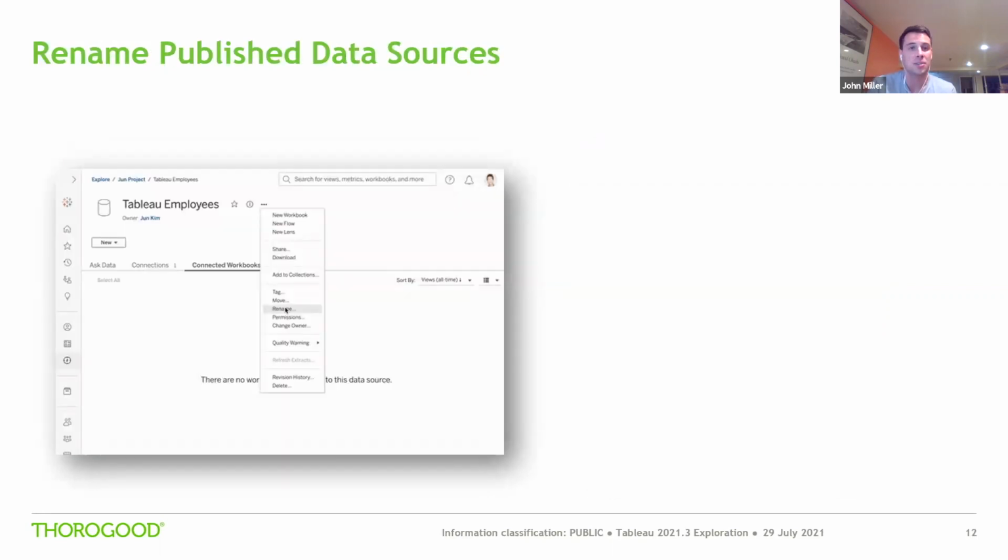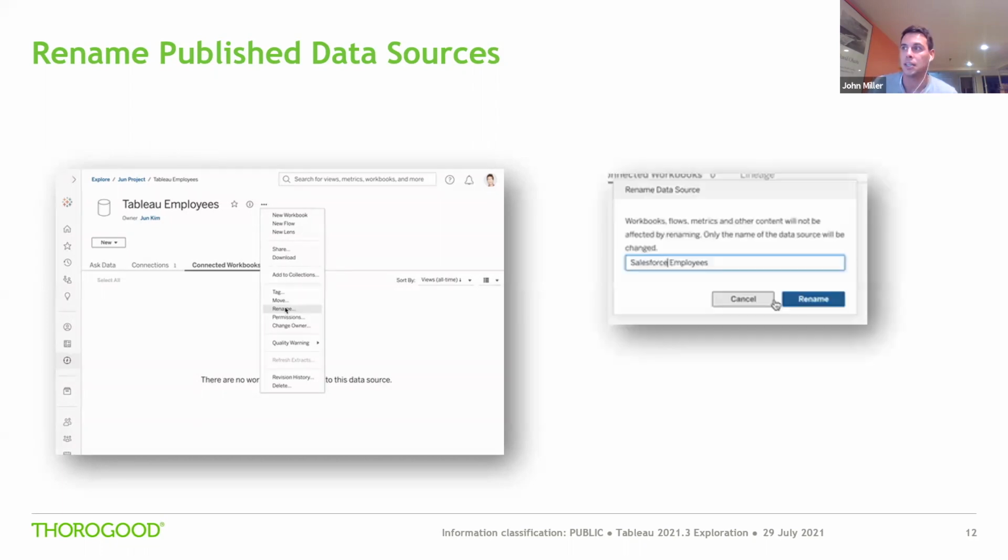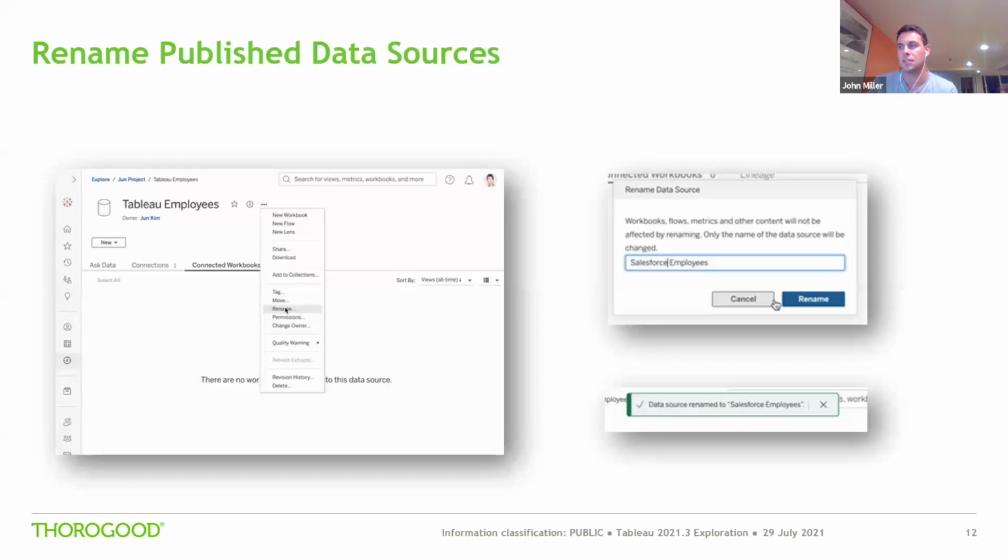Renaming published data sources, as it sounds, will let you rename published data sources. Beyond just changing the name of the one data source though, any workbook using the data source will get the updated name automatically. On your published data source, you'll want to click on more actions and the ellipses and then choose rename. A rename dialog box pops up. You can type in the new name, and then once it's successful, you get the success message.